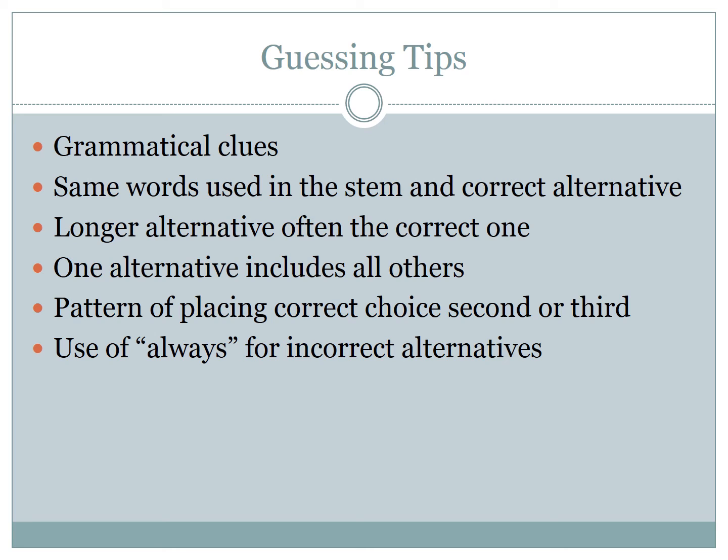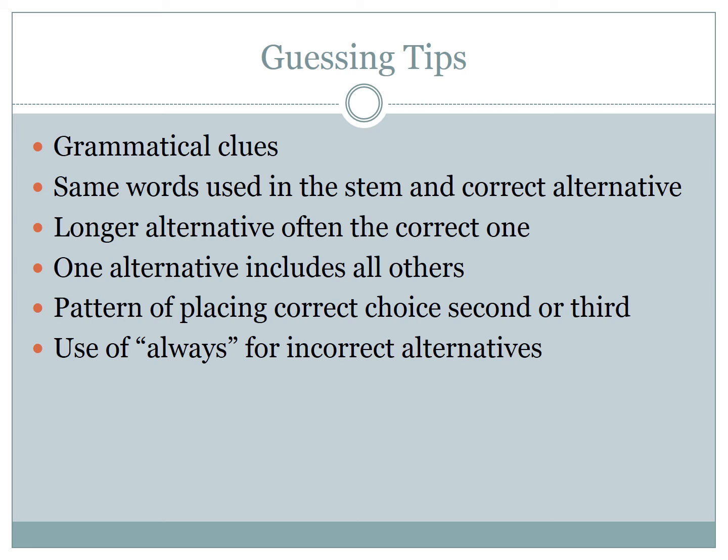If they have the same words used in the stem and the correct answer, that's a clue that that might be the correct answer. If all else fails, tell students to look for the longer answer, and it's often the correct one. Sometimes one answer choice includes all the others. That's usually the correct one. If everything else fails, again, more times than not, the correct answer is not going to be the first one or the last one. So if they have to just blindly guess, the second or the third one, the one in the middle, they have a better chance of getting it right.